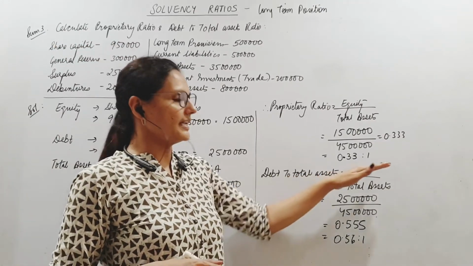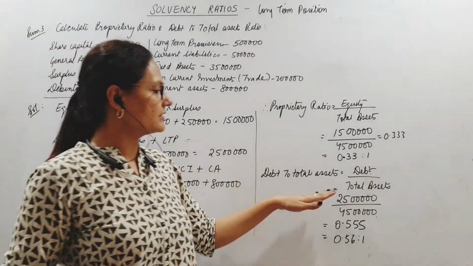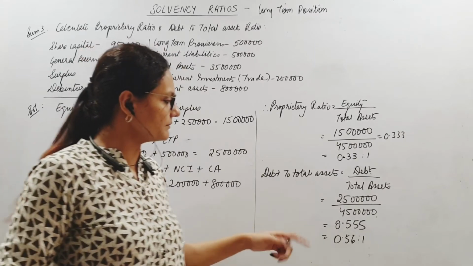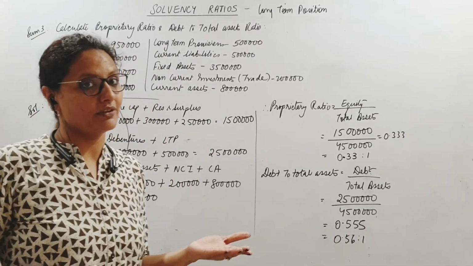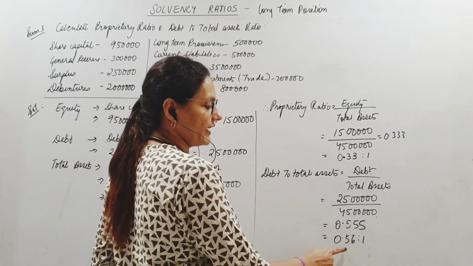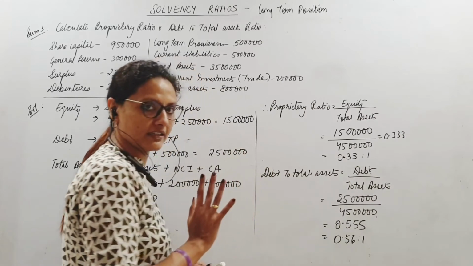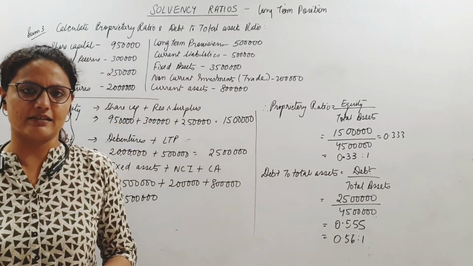Debt to total assets. Debt by total assets. Debt was 25 lakhs divided by 45 lakhs. Comes again as a recurring decimal 0.5555. But here it is 5. So I cannot take it as 0.55. I will take it as 0.56 is to 1. So please be a little careful in that so that you don't lose marks unnecessarily.